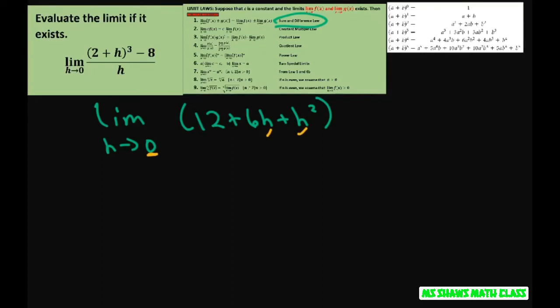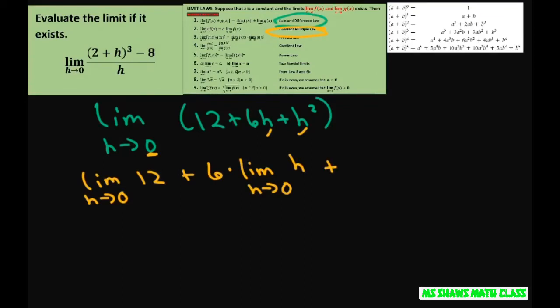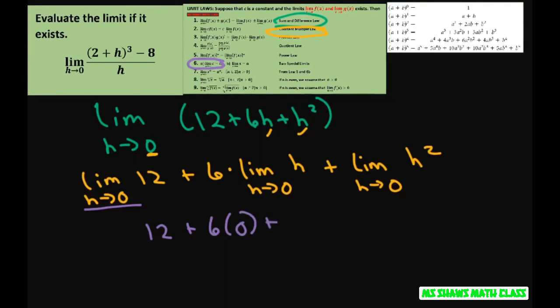So you're going to get the limit as h approaches 0 of 12 plus 6, and I'm using the constant multiple law, 6 times the limit as h approaches 0 of h plus the limit as h approaches 0 of h squared. Now plug in your 0. So this one is based off this number 6. That's just going to be 12, plus 6 times 0 plus 0 squared, which equals 12. And that's your final answer.